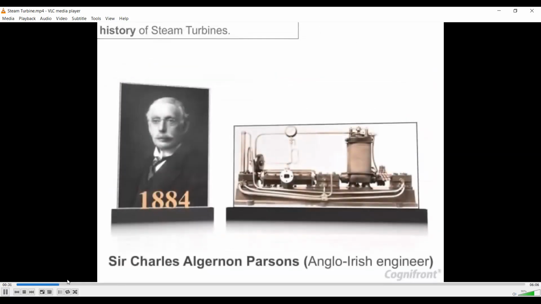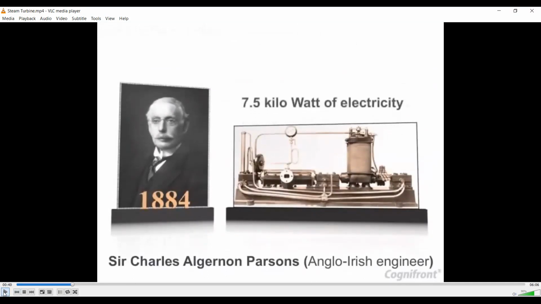Now let's see the history of the steam turbine. This is Sir Charles Algernon Parsons. He is the Anglo-Irish engineer who is the inventor of the steam turbine, and he invented it in 1884. The first steam turbine invented by him had a capacity of 7.5 kilowatts of electricity generation.